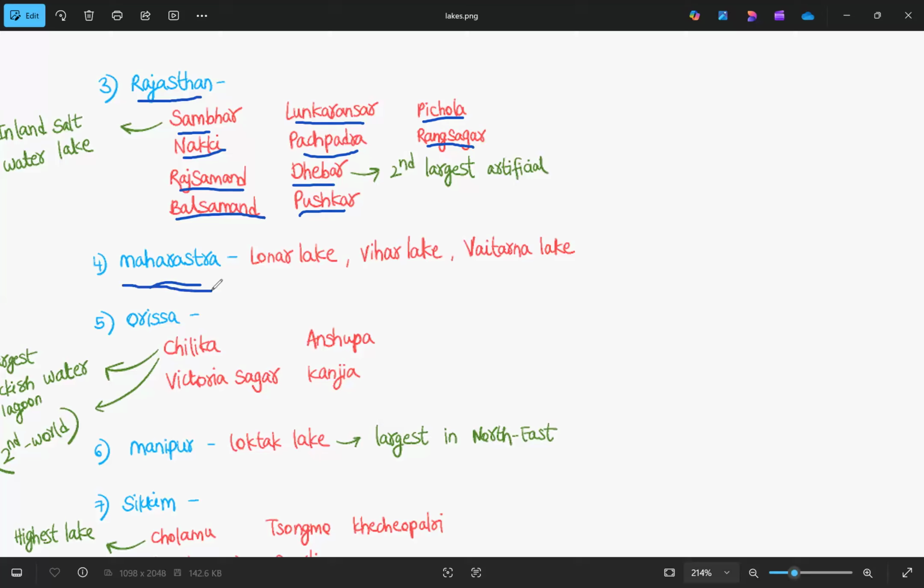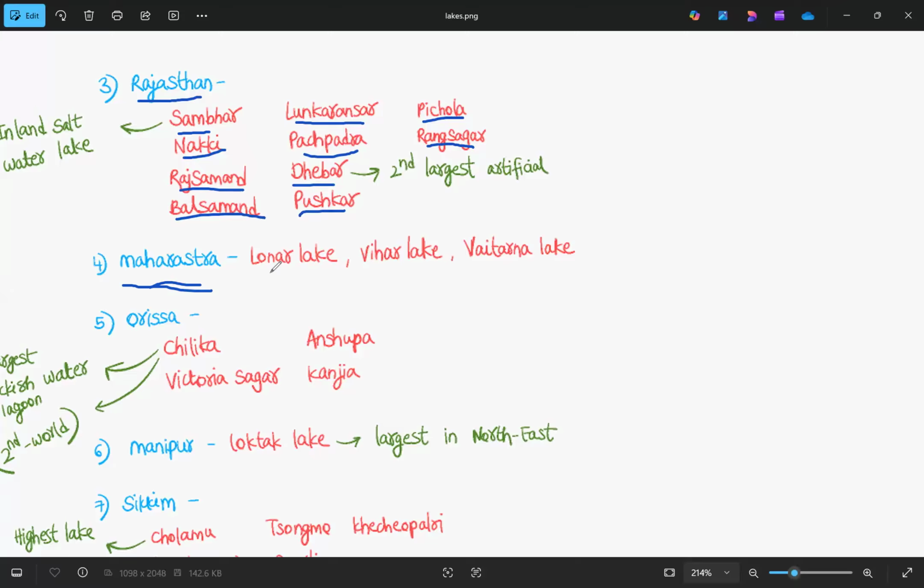And the next state is Maharashtra. In Maharashtra, the famous lake is called Lonar Lake. There is some significance to this lake, because it was created due to an asteroid collision during the Pleistocene epoch. In the time periods we have an epoch called Pleistocene, and in that time an asteroid collided with the surface of the earth, and due to that a depression was formed, and slowly a lake was formed in this depression. So that is called Lonar Lake.